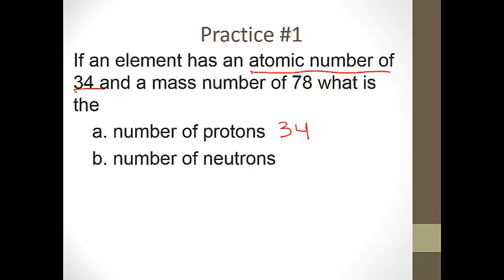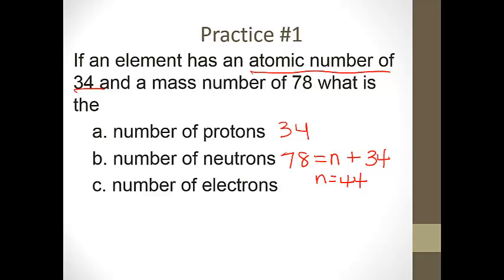Now neutrons can be found from the mass number equals neutrons plus protons. So if the mass is 78, that is equal to our number of neutrons plus our protons of 34. And so neutrons is going to be equal to 44.